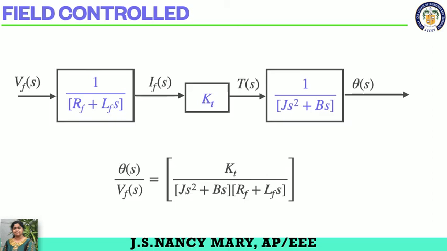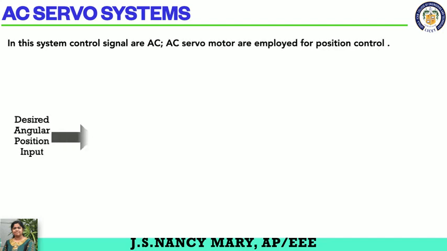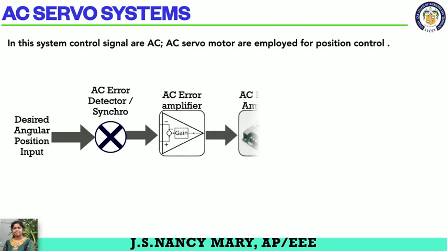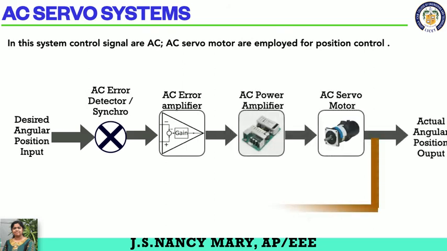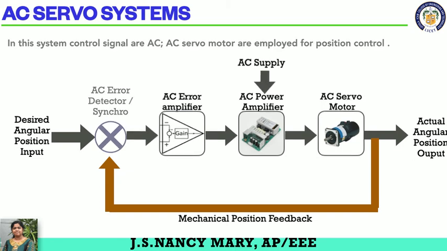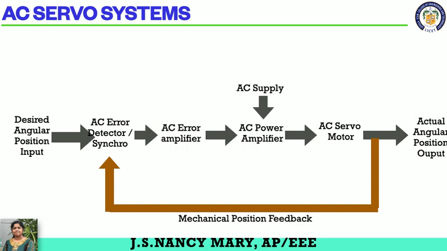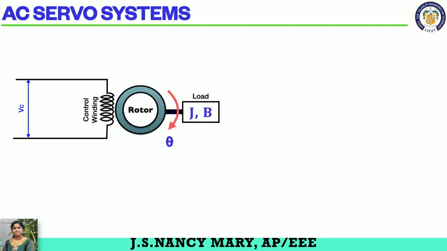So now we'll move on to the AC servo system, which is going to use your AC signal. So I'll have an input, then error detector, then AC amplifier, then AC power amplifier, then AC servo motor, and a feedback. So I could replace everything. So I'll be having a control one. The working will be same as your DC servo motor.